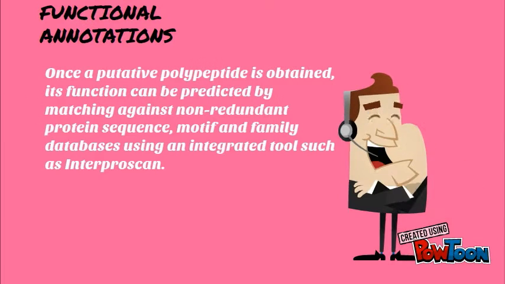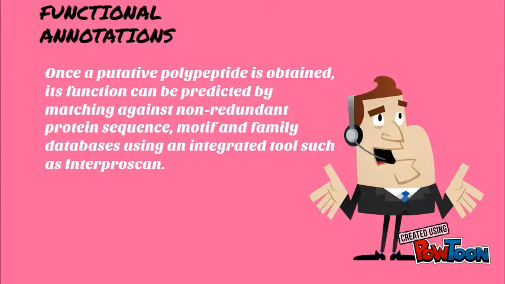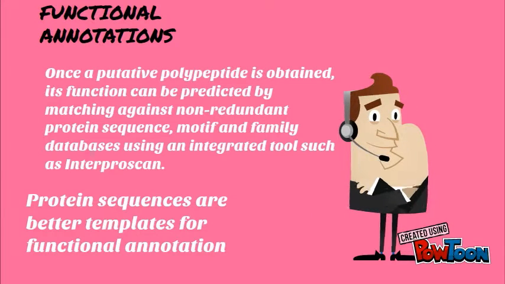Once a putative polypeptide is obtained, its function can be predicted by matching against non-redundant protein sequence, motif and family databases using an integrated tool such as InterProScan. Protein sequences are better templates for functional annotation.